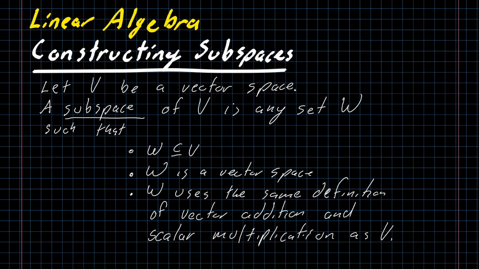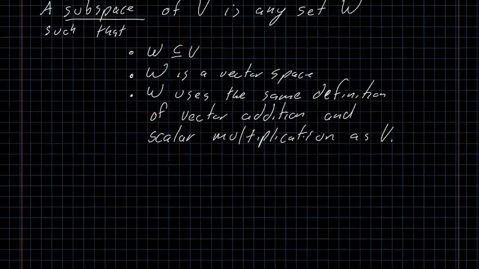All right, so just what I said before, but I'll write that down. Let V be any vector space, and a subspace of V is any set W, so that W is a subset of V, W is a vector space, and the vector space W uses the same definition of vector addition and scalar multiplication as V.